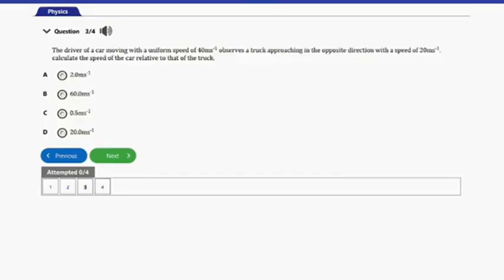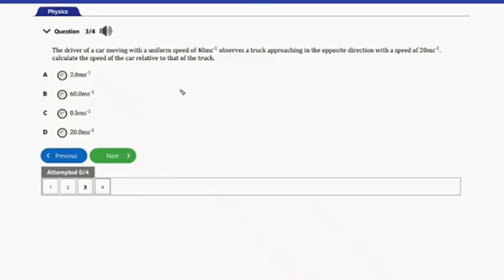So the next question we have here is question number 3. It says the driver of a car moving with a uniform speed of 40 meters per second observes a truck approaching in the opposite direction with a speed of 20 meters per second. Calculate the speed of the car relative to the truck.